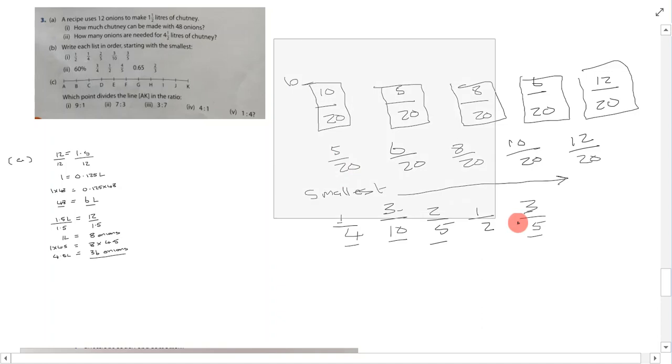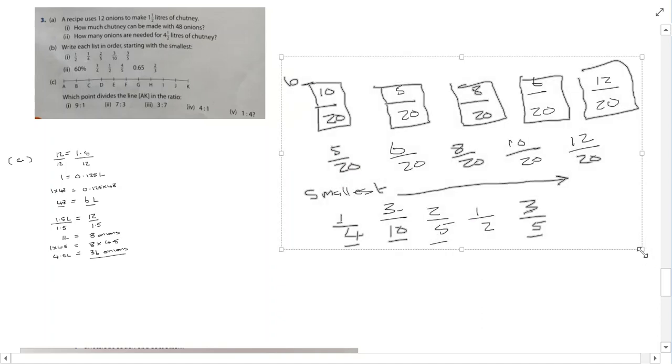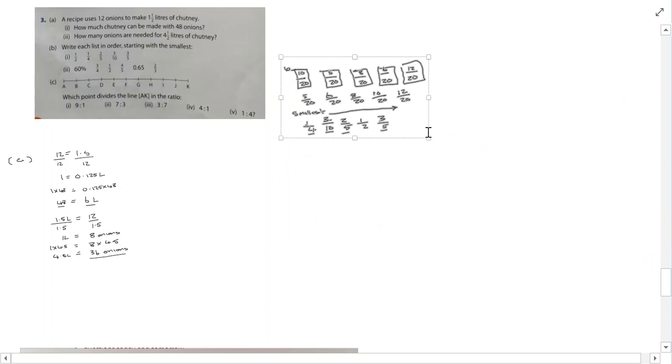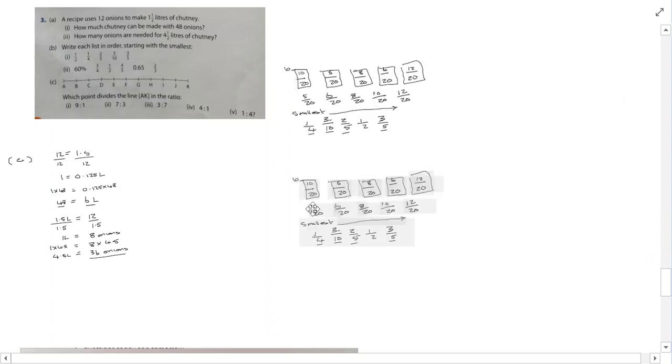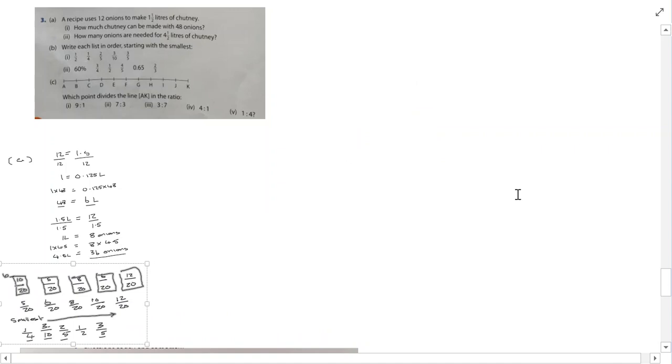Okay, so let's move on and look at the next one. Just minimize this and move it out of the way. Just put this down here so that we can work on the other ones. Then we have these guys here. So we have 60%, 3 over 4, 1 over 2, 4 over 5, 0.65, and 2 over 3.